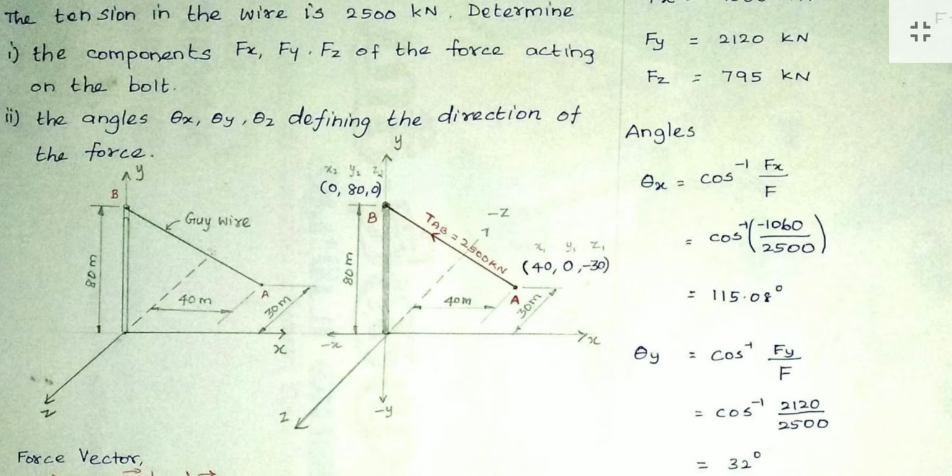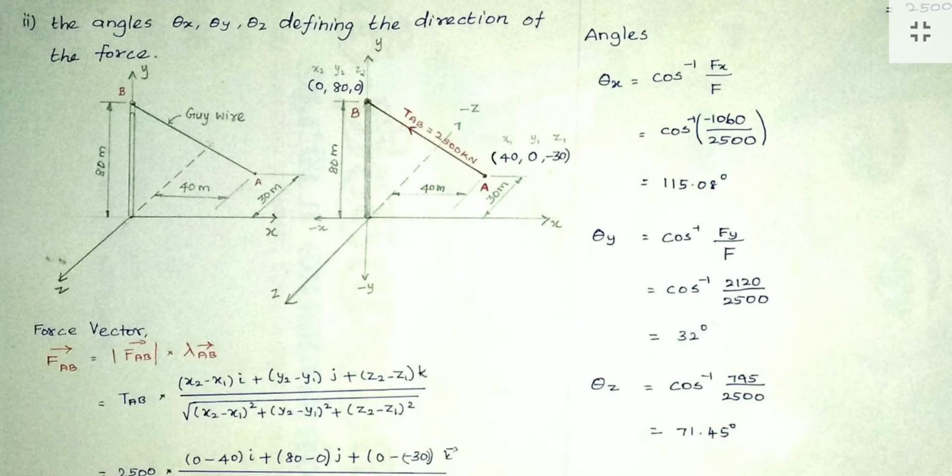So here we have to find the force vector, right? Force vector means the force starts from A and passes through the point B. So we have to find the AB vector, the force vector. We have to find the FAB vector. Then we will find the coordinate values, angles, everything.